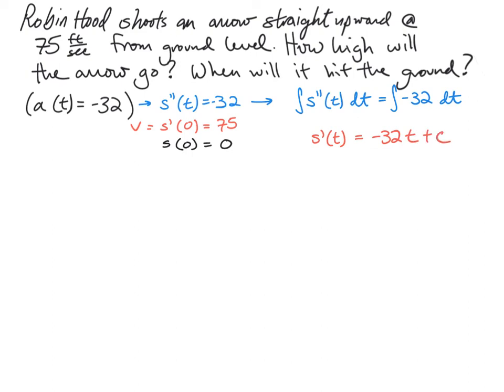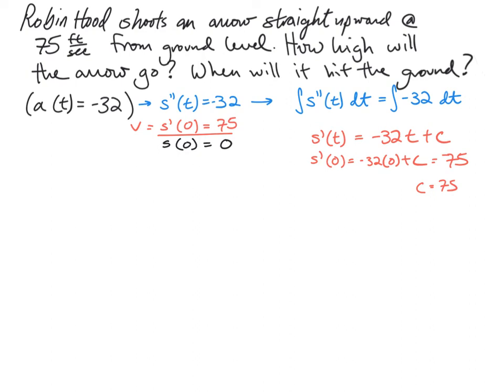From here, we can solve for c. We can use this here: s prime of 0 equals negative 32 times 0 plus c equals 75, right? At time 0, the velocity is 75. So now we can easily tell that c is 75.